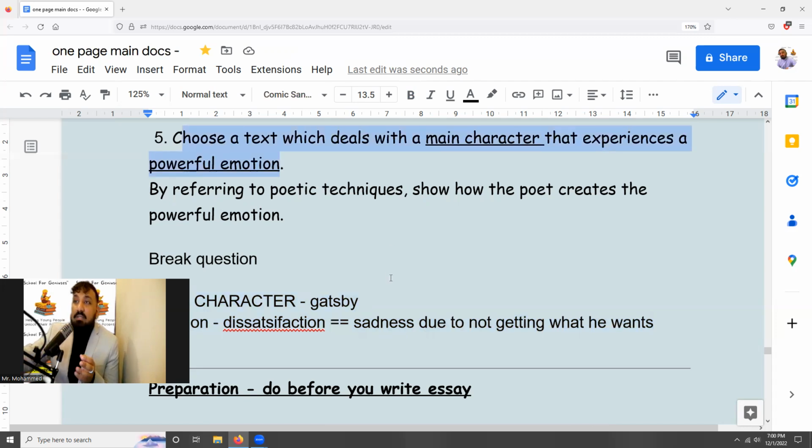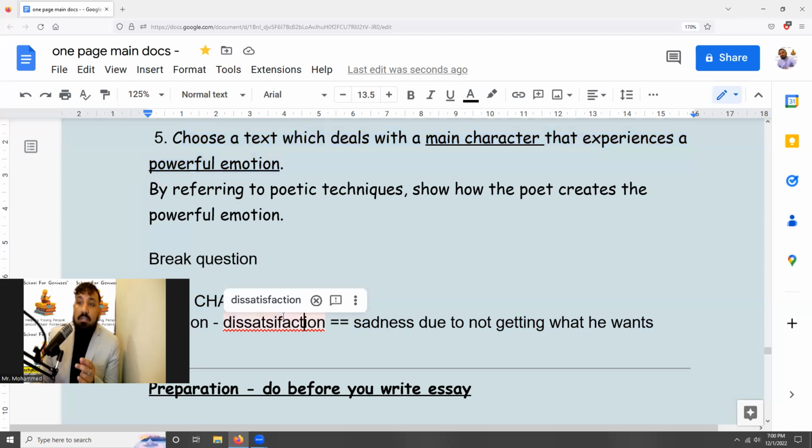To write an essay, choose a text which deals with the main character that experiences a powerful emotion. It's very broad. It could be about many things. It could be about 100,000 different things. To write an essay on The Great Gatsby explaining why he's sad because he doesn't get what he wants, that's extremely focused. It's only about one thing, and then I can go deep based on that one thing. So that is exactly what you want to do.